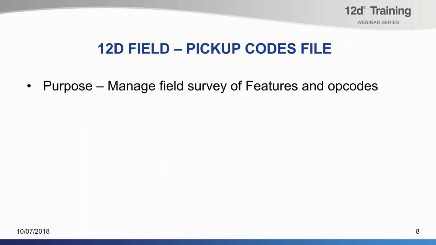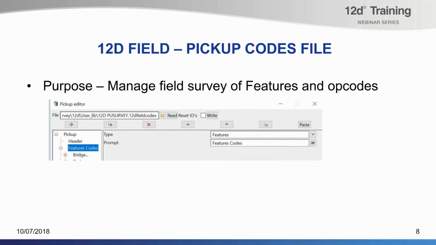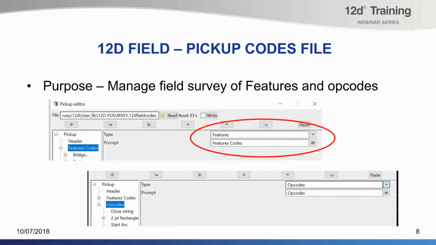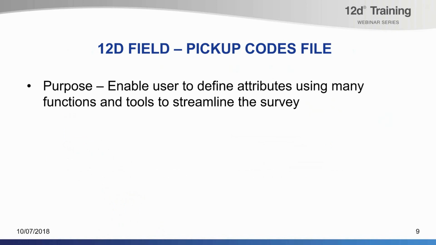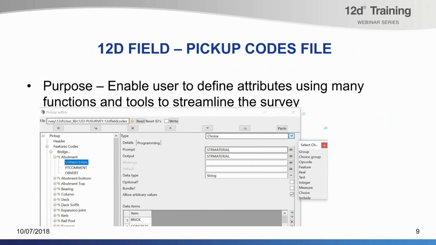So moving right along, 12D field pickup codes file. What is the purpose of it? Its purpose is to manage field survey of features and opcodes. Here is the editor for the pickup codes, and it shows the features as the first area, and then also in that file is the ability to input your choice of our range of opcodes. Again, the purpose, to enable the user to define attributes using many functions and tools to streamline the survey.